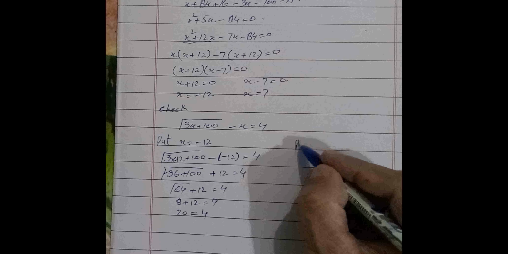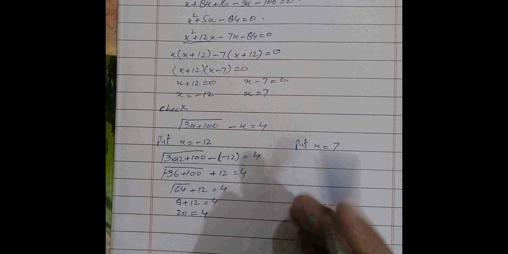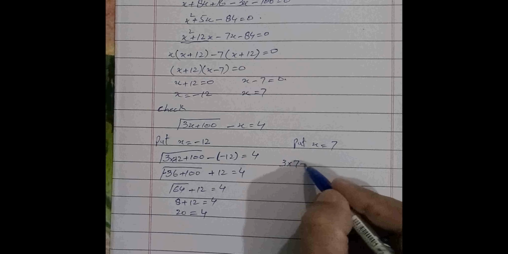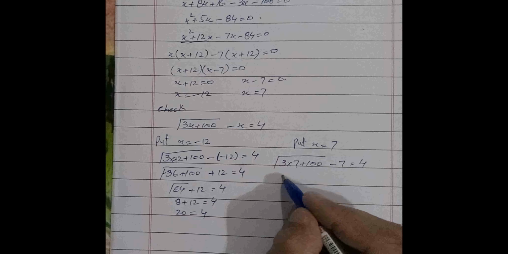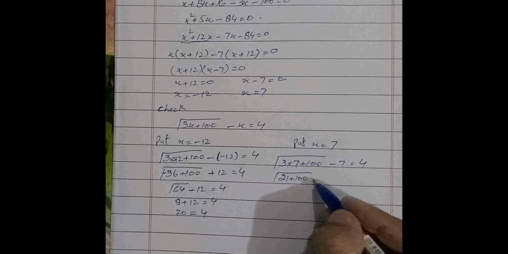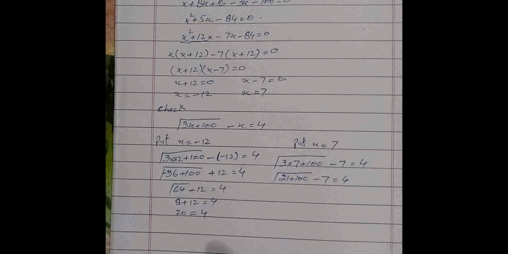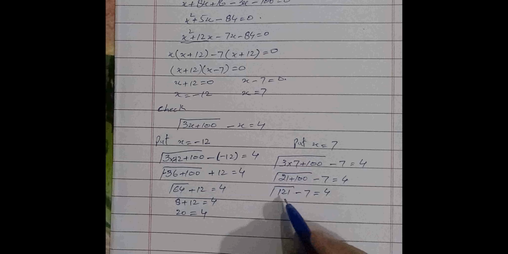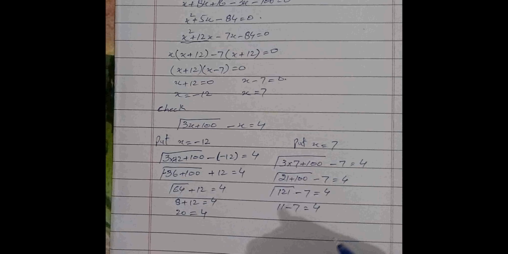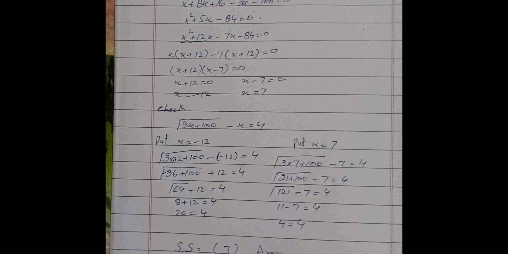Now we put x is equal to 7 in this question. We get square root of 3 multiplied by 7 plus 100 minus 7 is equal to 4. 3 sevens are 21 plus 100 square root minus 7 is equal to 4, and 100 plus 21 is equal to 121 square root minus 7 is equal to 4, and 121 square root is equal to 11 minus 7 is equal to 4. 11 minus 7 is equal to 4, which is equal to 4. So the value of x is equal to 7 satisfies the equation in the question. So the solution set is 7, and it is the answer of question 4.